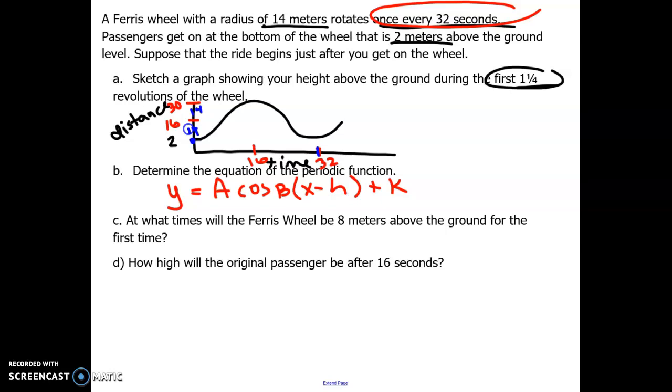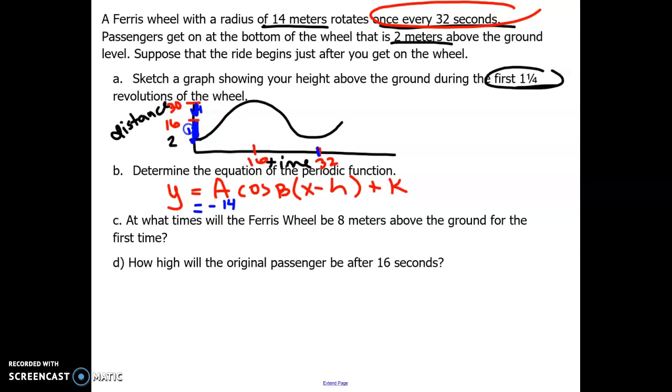First of all, I should notice that my cos graph is negative, because it starts down at the bottom instead of starting up at the top. So I'm going to start with a negative a value. The amplitude is going to be how high it is from the bottom to the middle, or from the top to the middle. So what's my amplitude? 14, right? Because the radius of the Ferris wheel would represent how high from the middle to the top or the middle to the bottom.